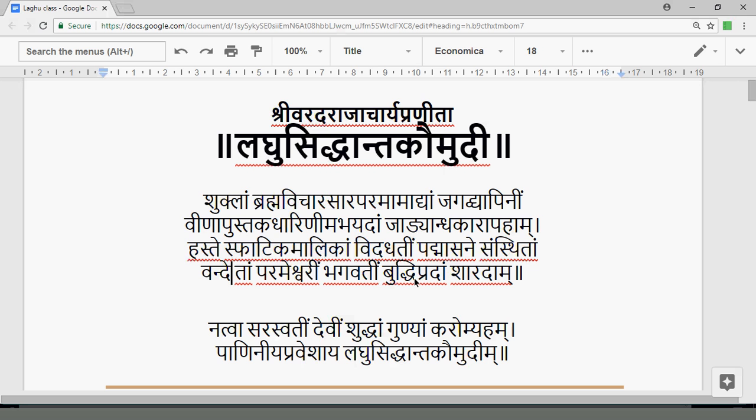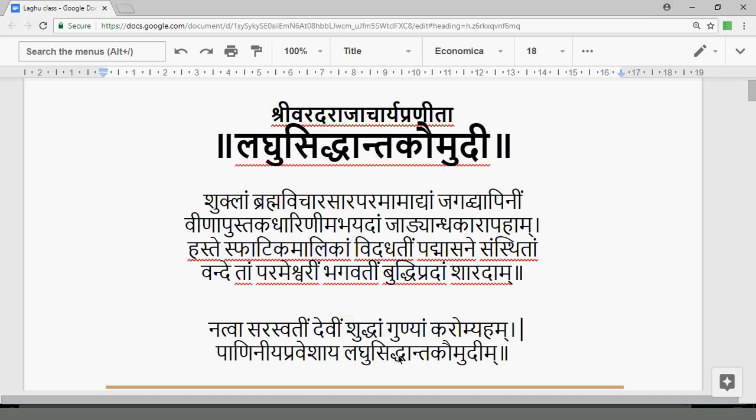And how is she seated? Padmasane Samstita. She is seated in Padmasana, in the Padmasana posture. And Tam Parameshwarim Bhagavatim Sharadam Aham Vande. I bow down. This is our prayer. We do this prayer in every patha. And then the Mangalacharana of the Granthakara. So the Granthakara does the Mangalacharana.